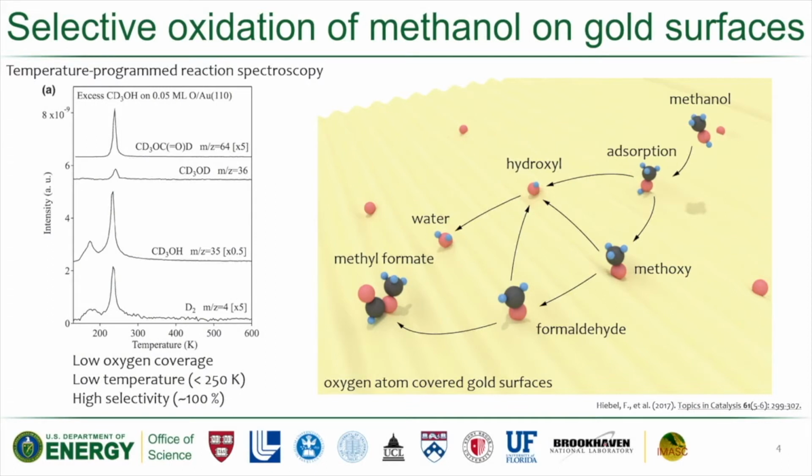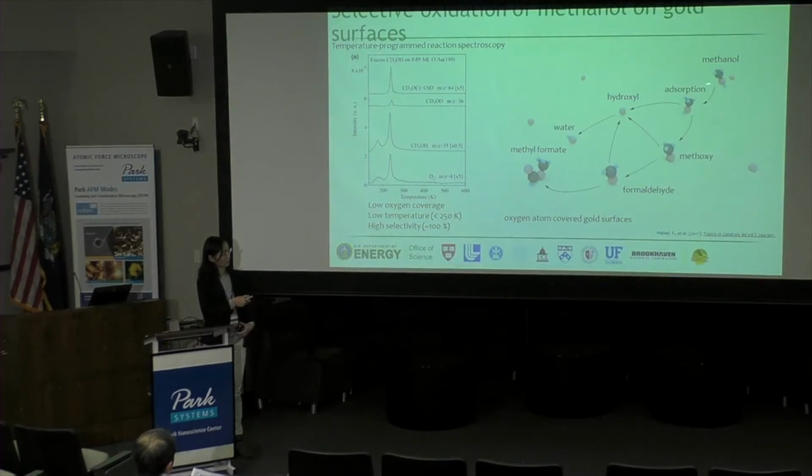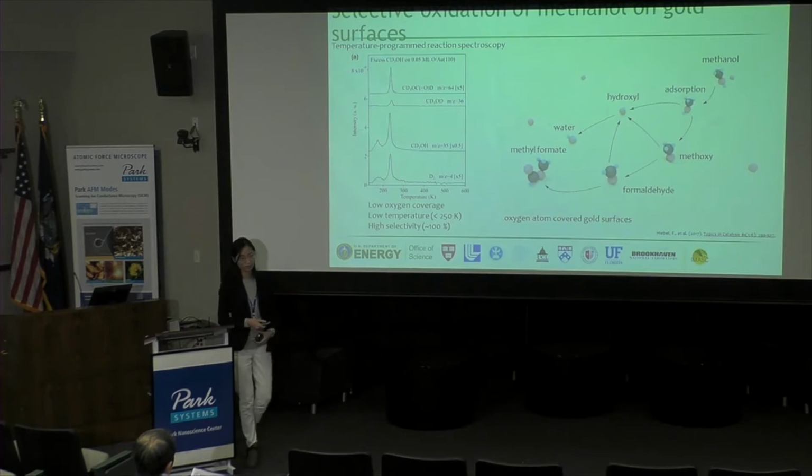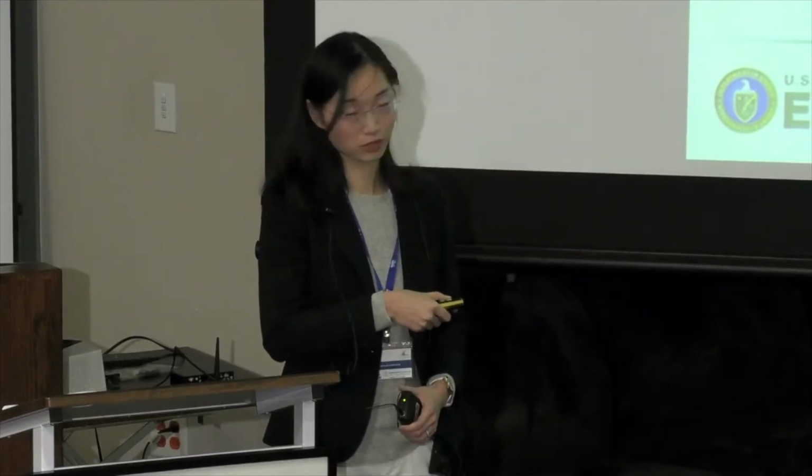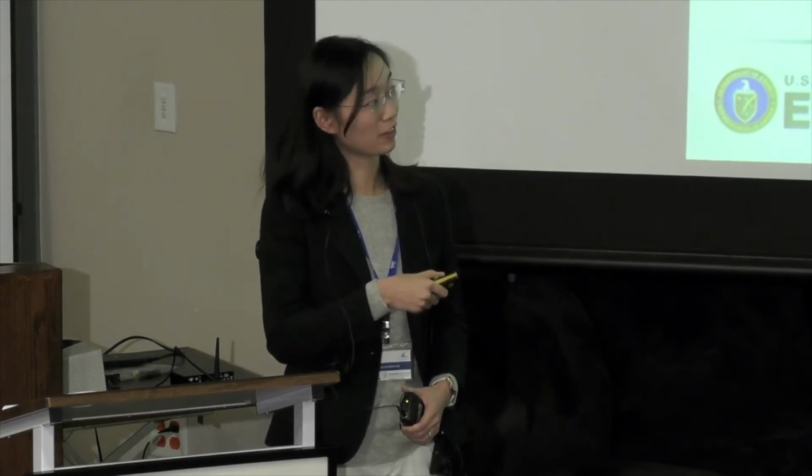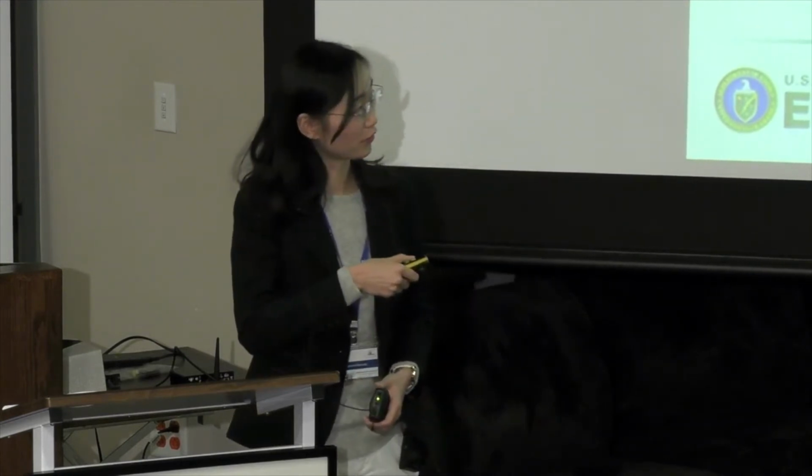This reaction is very selective, especially at low oxygen coverages. Almost 100% of the methanol, after going through the reaction, will give you methyl formate. So I'm going to use SPM to see the oxygen-covered surface and see how that surface structure can evolve during this reaction. I particularly chose to study at room temperature, so all of these intermediates are not visible in SPM. What I will only see is the oxygen structure and how that will change.